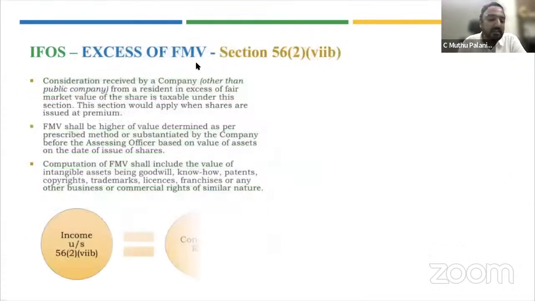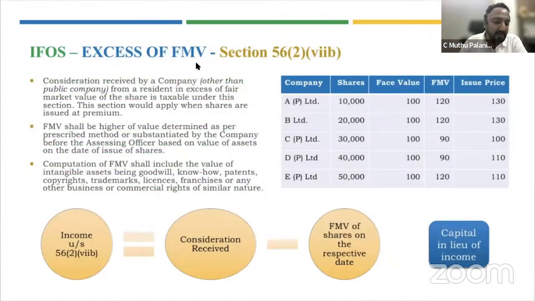And the next income that we'll be talking about is excess of fair market value. What is excess of fair market value? Basically, a consideration is received by a company, that is by a private limited company, and it is receiving in excess of fair market value, which is my actual share value, my actual floor price. That share price is, let's say, 10 rupees. I am issuing it at a premium of 25 rupees, but the actual fair market value is only 20. So which means my actual worth is only 20, but I'm issuing it at 25.